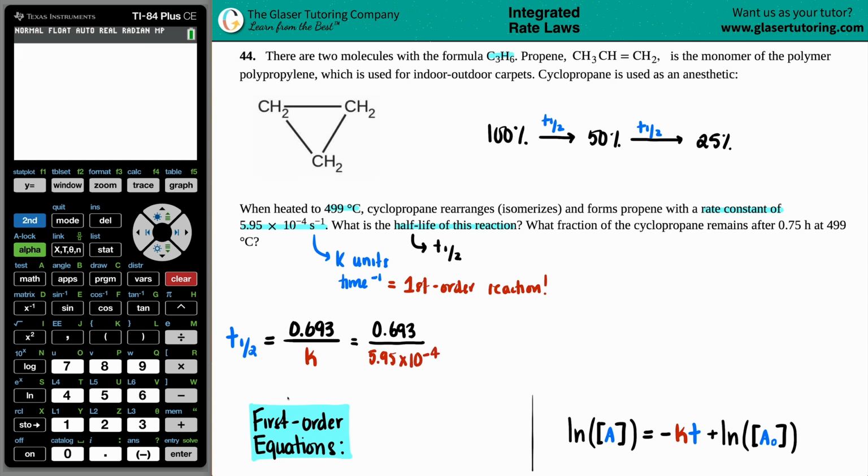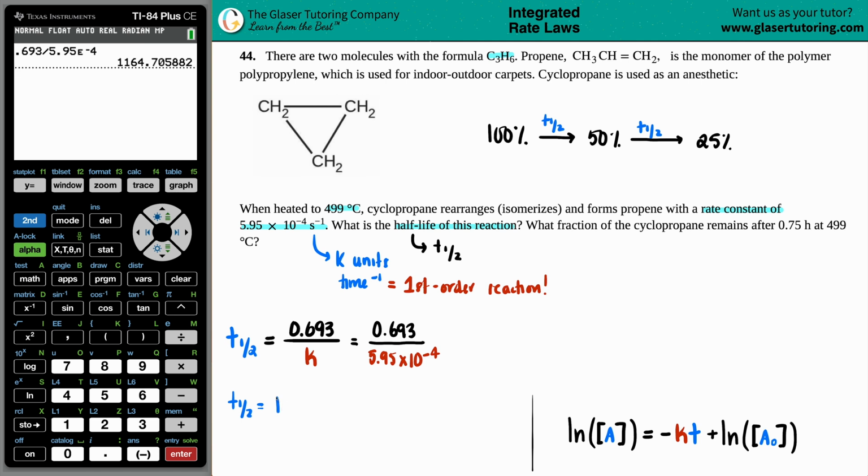Let's solve for half-life. Half-life is going to be the time it takes for this to decrease by half. So 0.693 divided by 5.95 times 10 to the negative fourth. Everything looks good here. Press enter. Whoa!